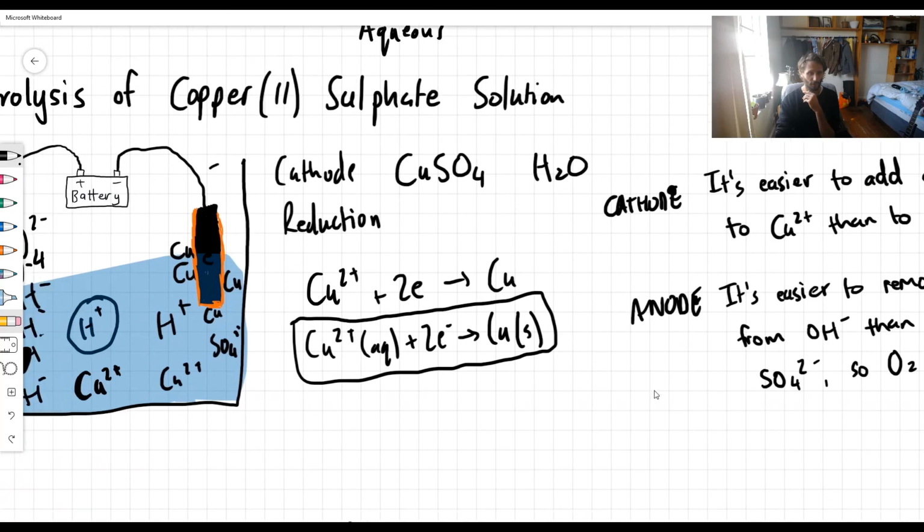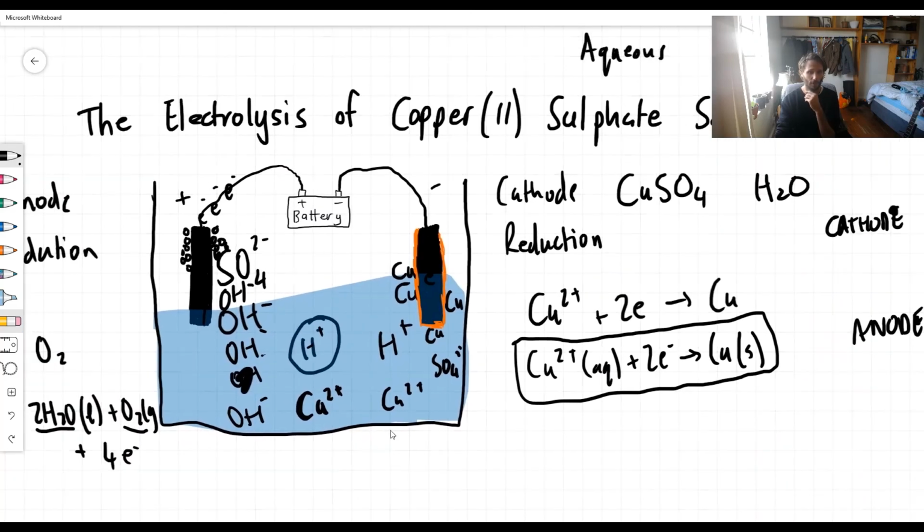And eventually, copper sulfate in general is this blue color because of these copper 2+ ions. When all of those get used up, this solution goes from being quite a blue solution to being a clear solution. So that's something that you might also observe.